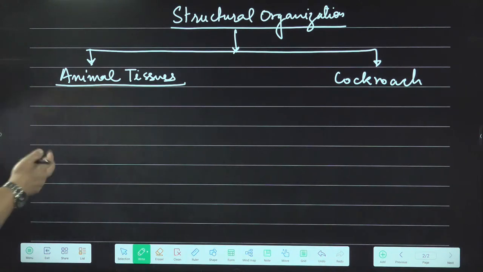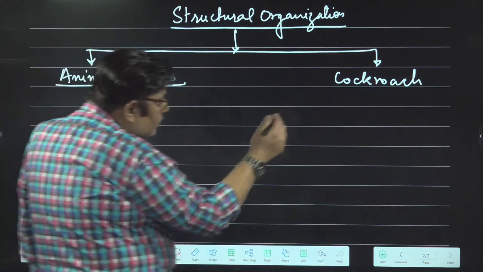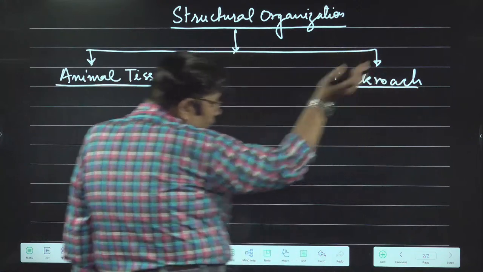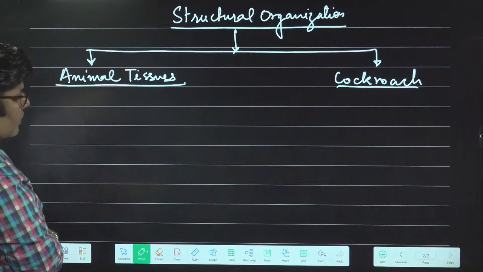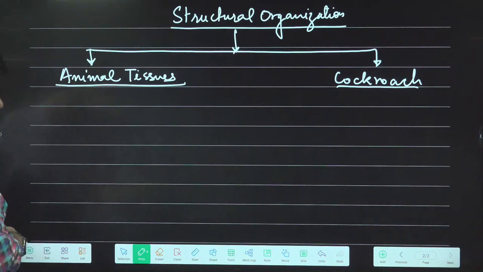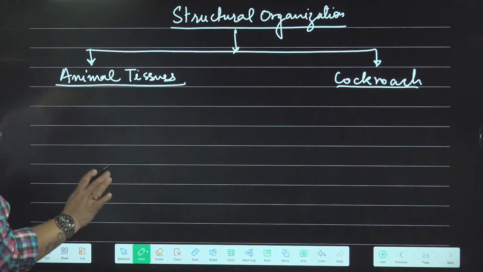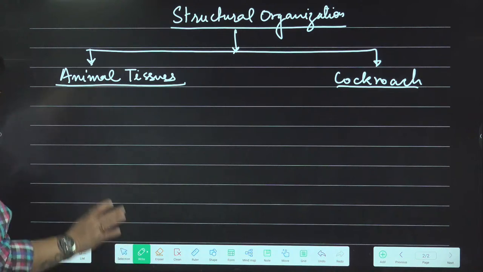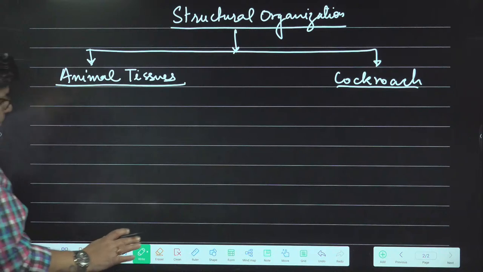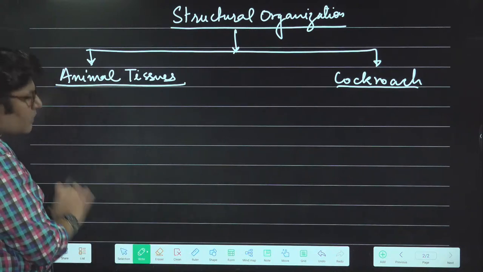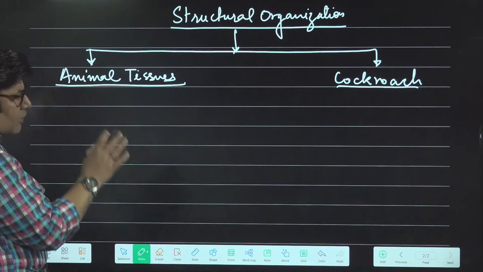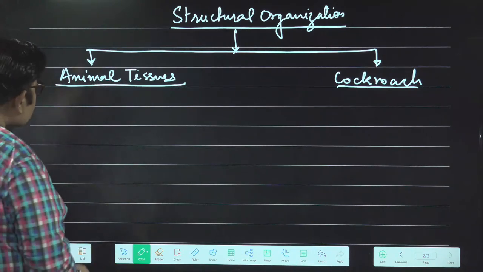And let us see, I will talk to the other zoology teachers of the other coaching centers. I came to know that this year, no one has done it. Okay, so right now I am just dividing the chapter into two parts: animal tissues and cockroach. Assignment number two has got cockroach, earthworm, frog questions also. In those, you have to only do the cockroach questions.